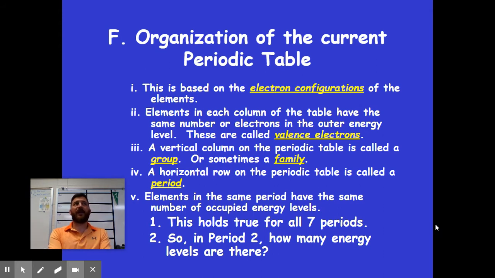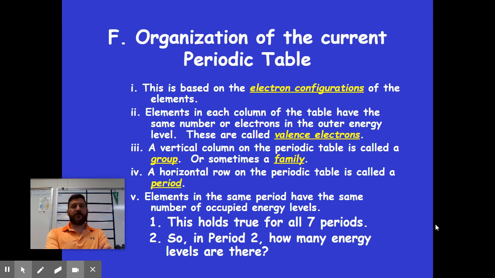Finally, group 18 are your noble gases. Since they already have 8, they don't really react with a whole lot of other things. A vertical column on the periodic table is called a group or a family. A horizontal row is called a period. Your horizontal rows are your energy levels. You've got 7 of them: 1, 2, 3, 4, 5, 6, and 7.